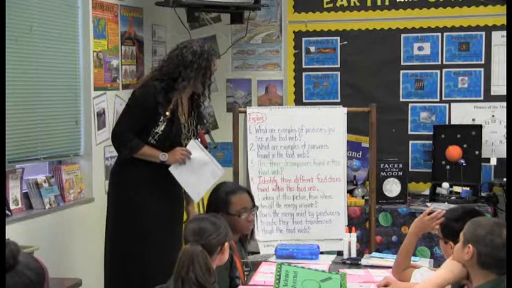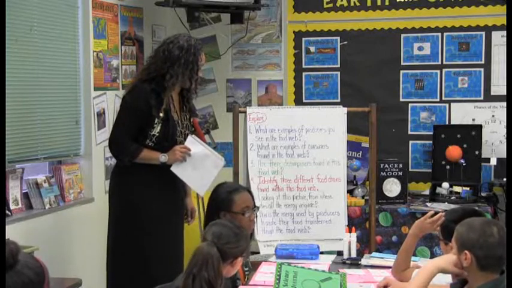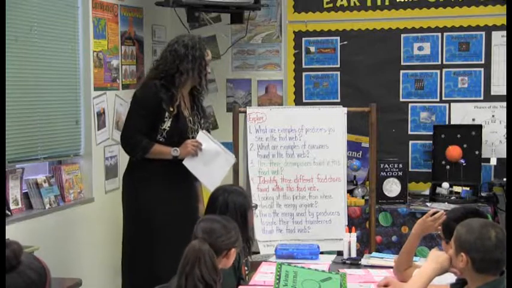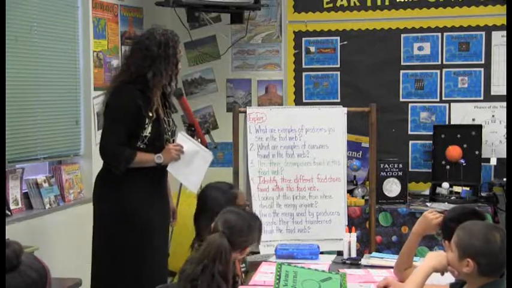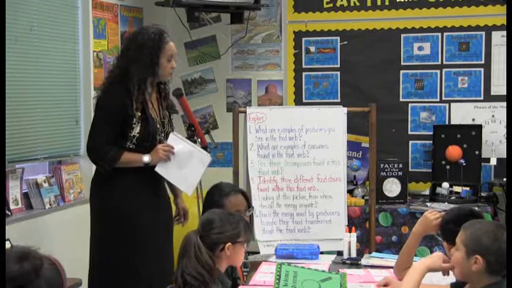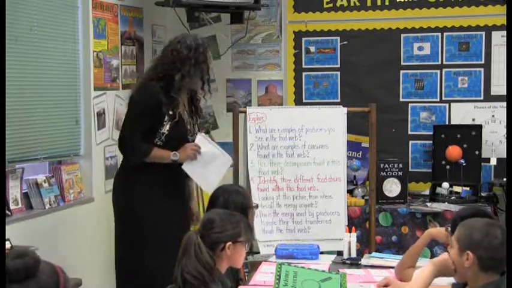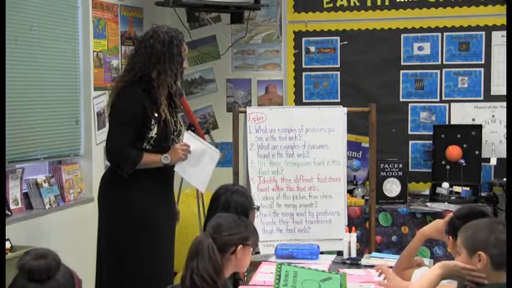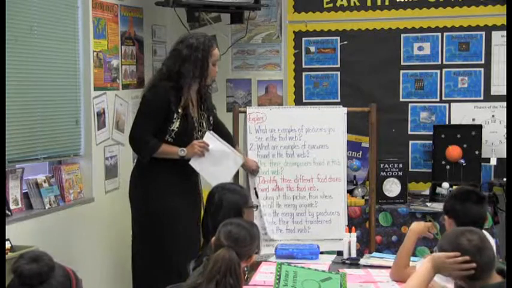4, identify 3 different food chains found within this food web. 5, looking at this picture, from where does all the energy originate? 6, how is the energy used by producers to create their food transferred through the food web?